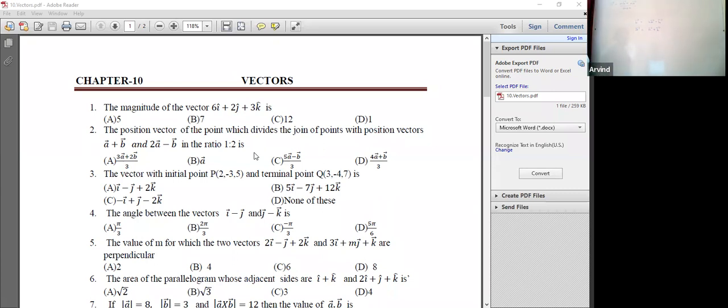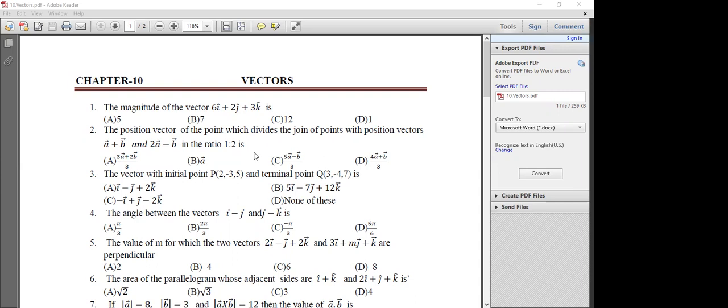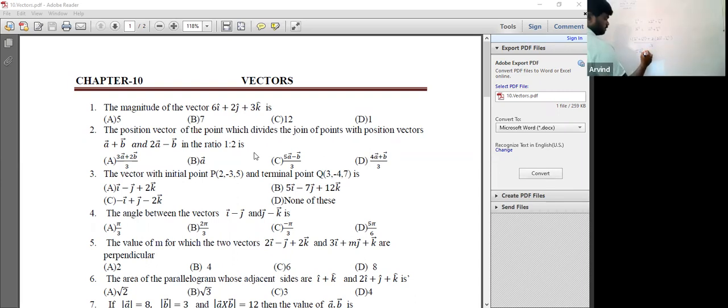Find it. So it is m into b vector. m is 1, n is 2. So 1 into vector a plus vector b plus n is 2, 2 into 2a vector minus b vector divided by m plus n, that is 1 plus 2, 3. So you get how much? 2 2s are 4, 4 plus 1 is 5. Then minus 2 plus 1 is minus b. So it is 5a minus b by 3, option C.